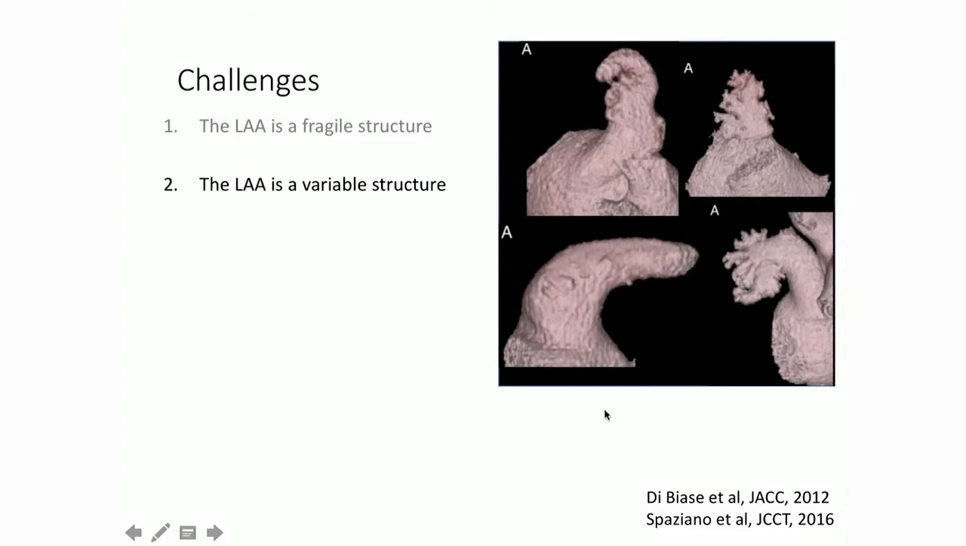And the other thing is that the LAA is not only a variable structure in terms of morphology, but it's also a variable structure in terms of orientation.